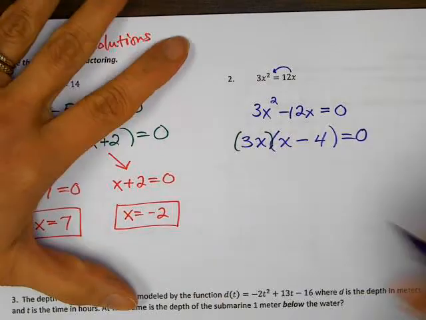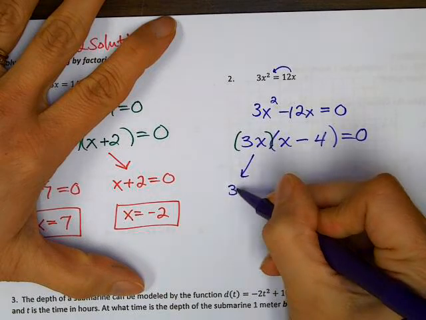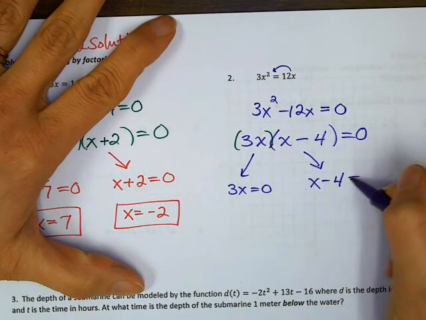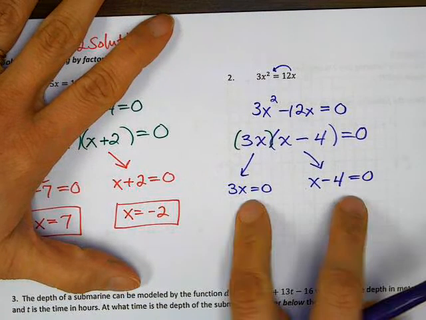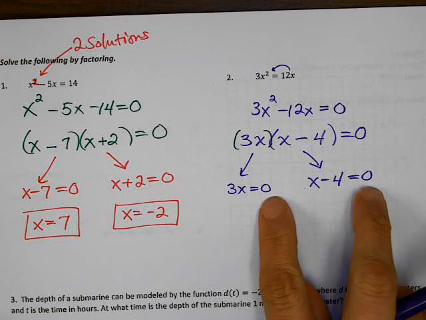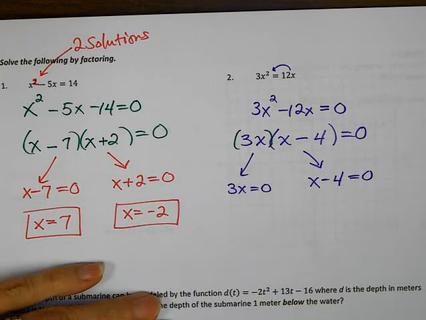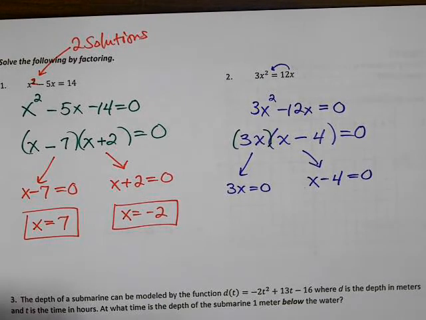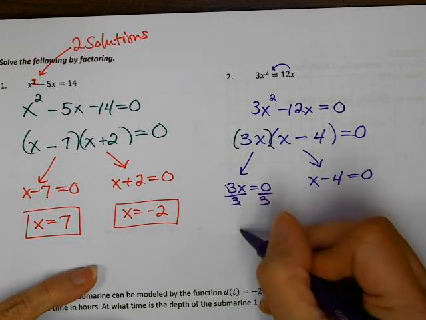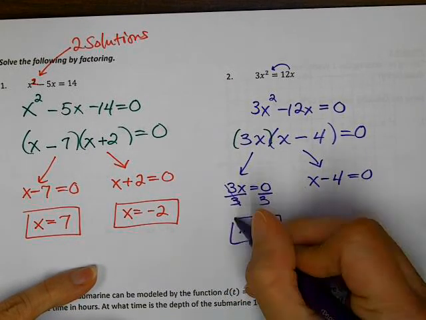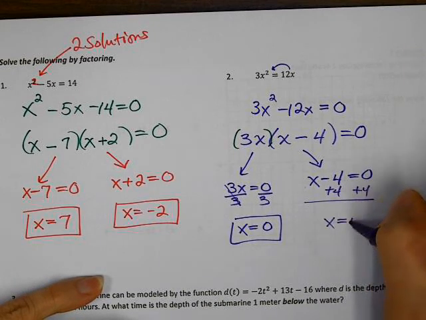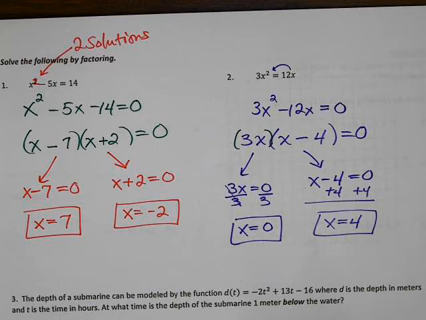So when it's time to split it up into 2 little mini equations, either the 3x equals 0 or the x minus 4 equals 0. Make sure you make equals 0. Those are equations. Equations have to have equal signs. How do you solve something like that? All you need to do is divide both sides by a 3. X equals 0. Here I'm going to add 4 to both sides. X equals 4. Okay.